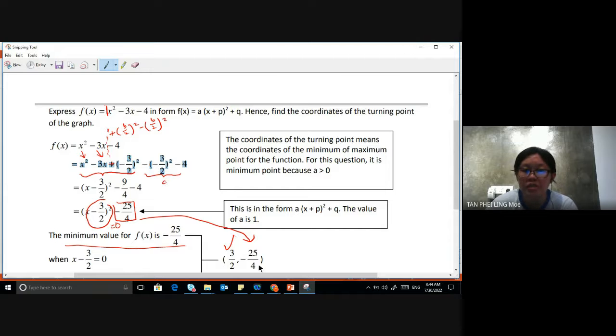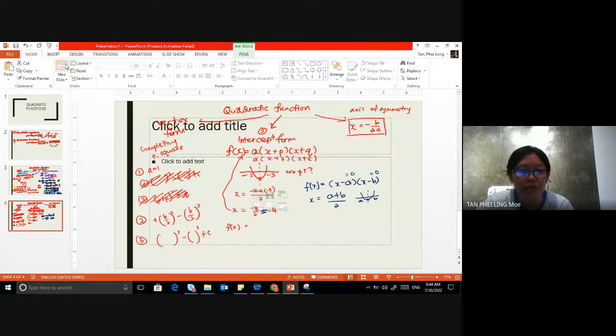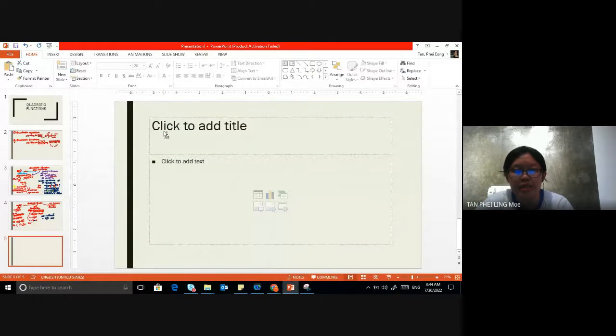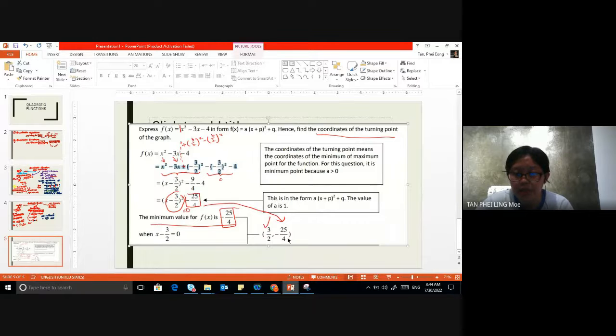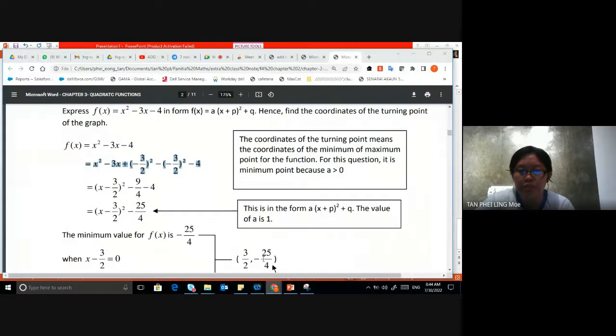So if you want the coordinates, see here, they have requests for coordinates of the turning point. So you have to give the coordinates. Otherwise, if they ask for the minimum value, then the answer will be negative 25 over 4. That's the minimum value. All right. So is that okay? Let us move on to the next one. When we solve together, I think you will see it better. Let me find the questions so that we can continue.